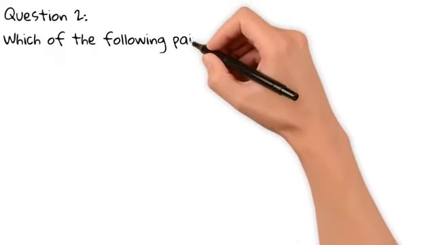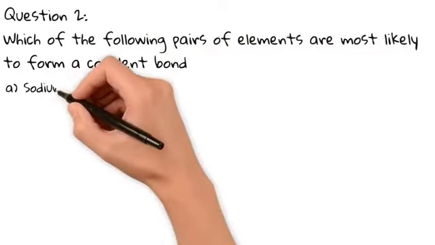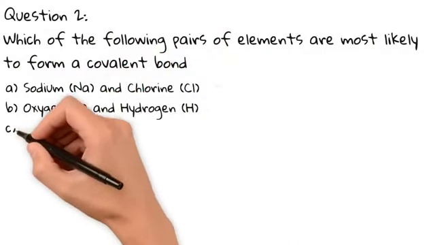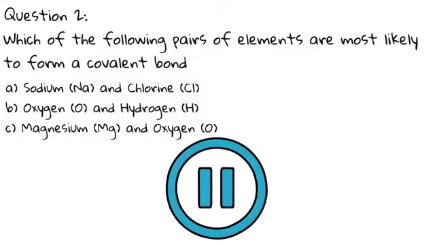Question 2. Which of the following pairs of elements are most likely to form a covalent bond? A. Sodium and chlorine. B. Oxygen and hydrogen. C. Magnesium and oxygen. Pause the video and try for yourself.